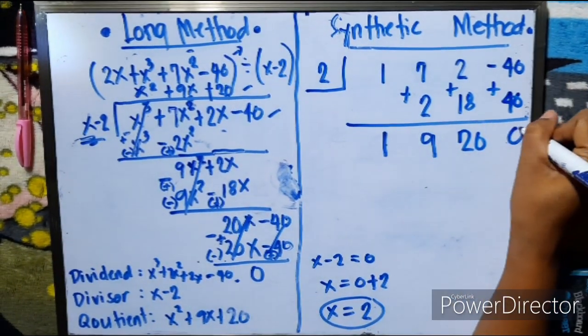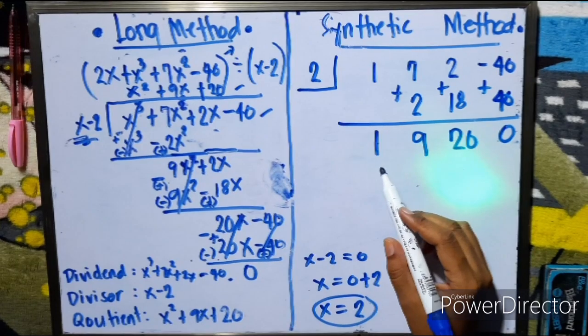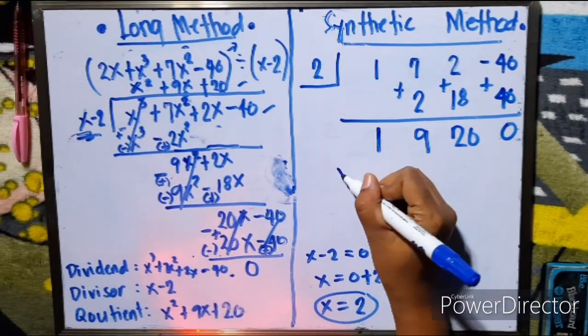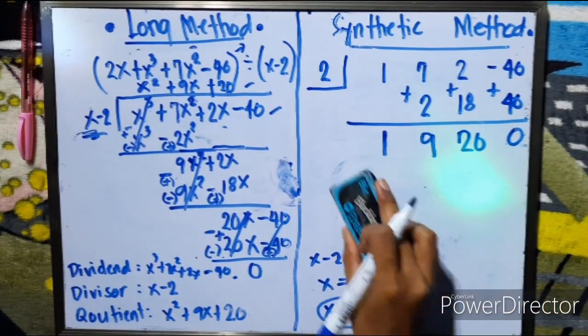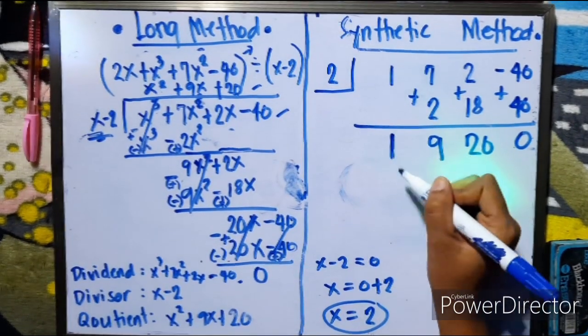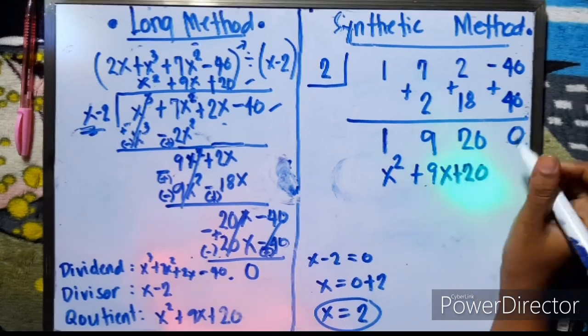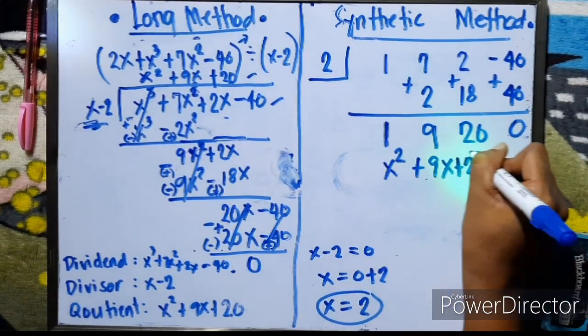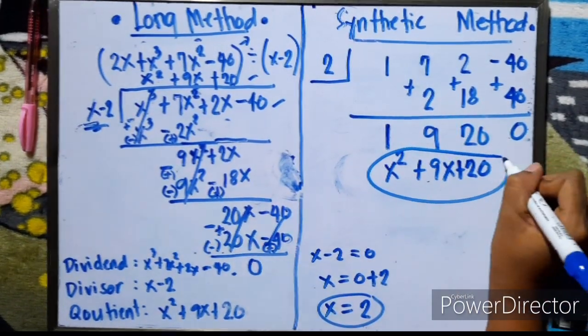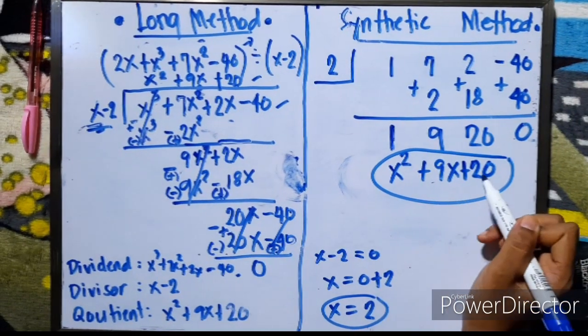Add, that is 0. The highest power of our dividend is x cubed. So since our highest power is x cubed, the quotient starts one degree lower: 1 goes with x squared, then 9x, plus 20 as the constant. So, our answer for our quotient now is x squared plus 9x plus 20.